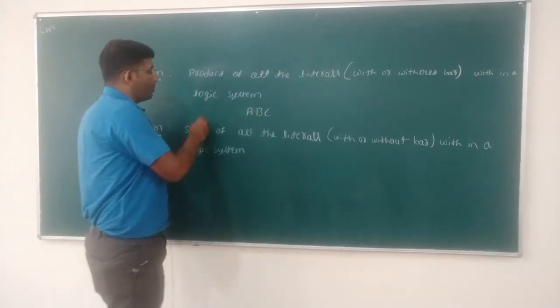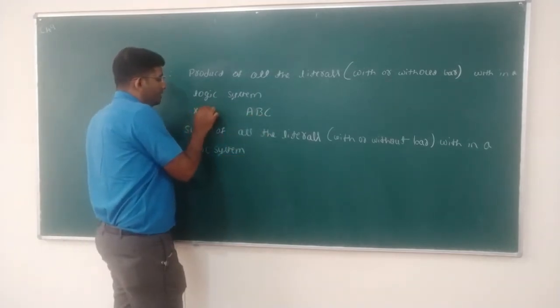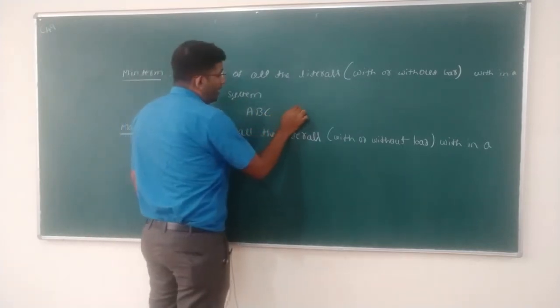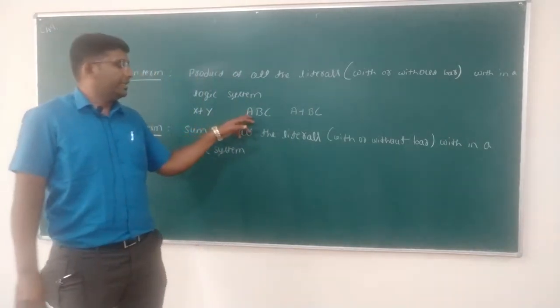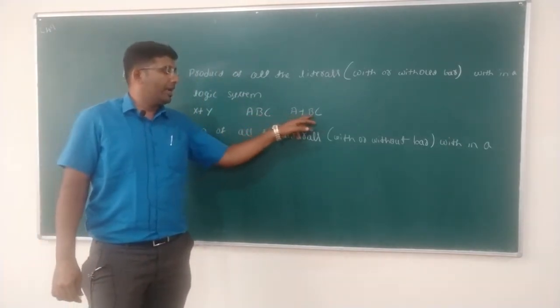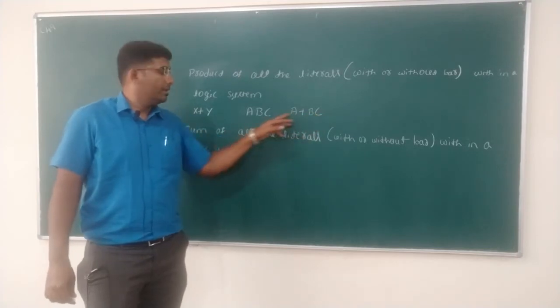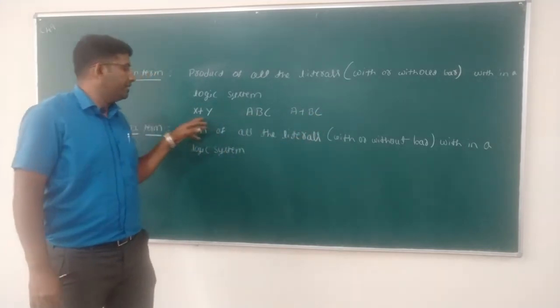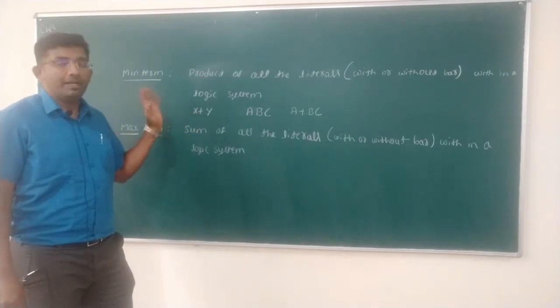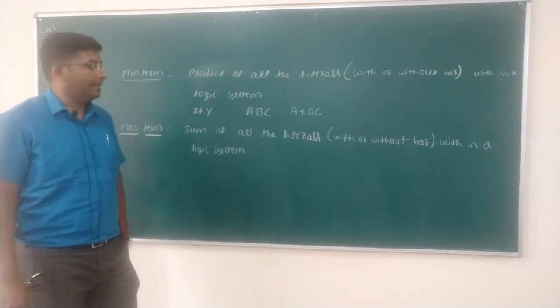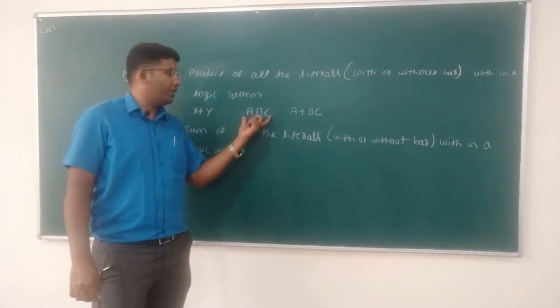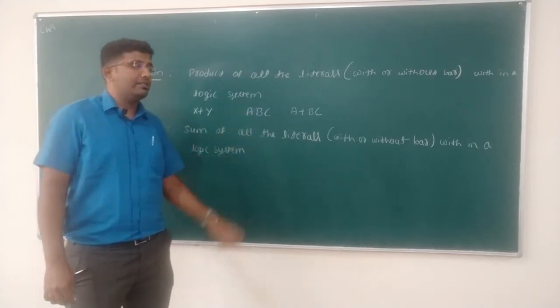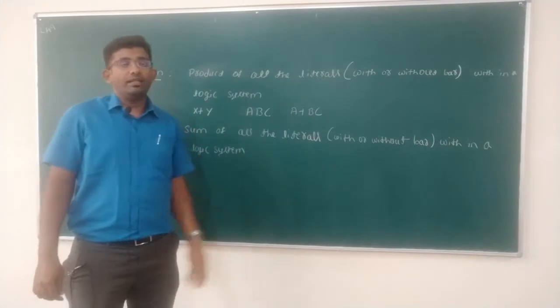If I have the expression x plus y or a plus bc, here we are multiplying b and c, but we are not considering any multiplication between the other terms, because we have put the plus sign. Product of all the literals means that if you have 3, 4, or any number of variables, they have to be multiplied with each other.